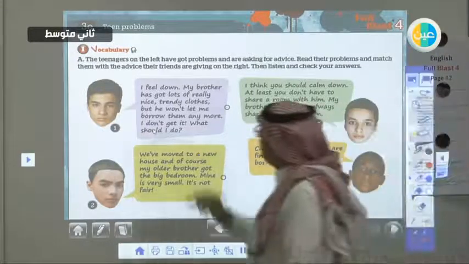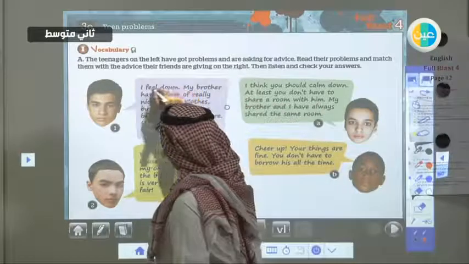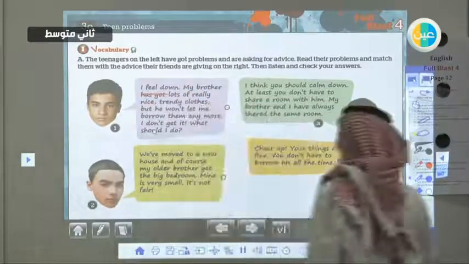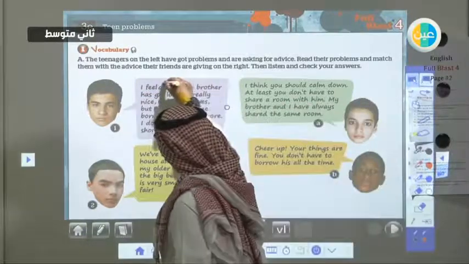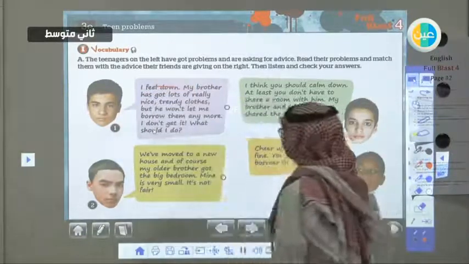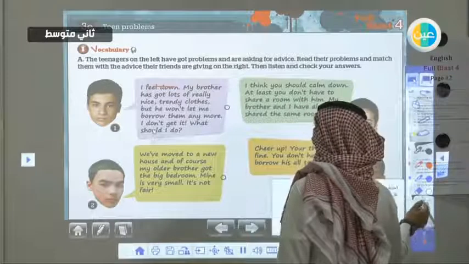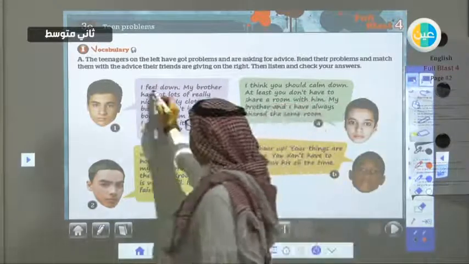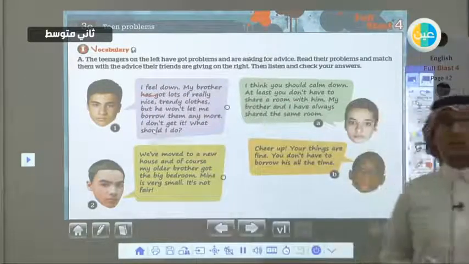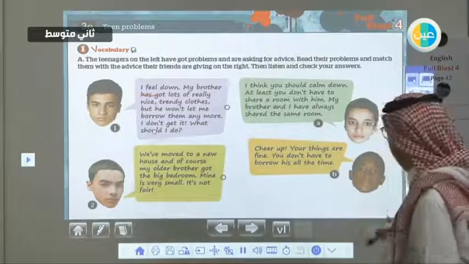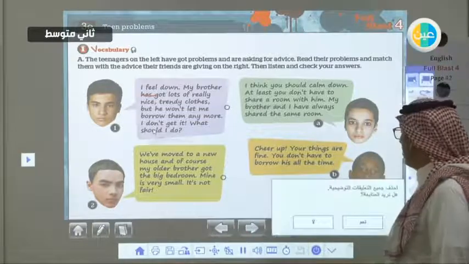Okay, I feel down. Look at this word. I feel down. Now, the phrase feel down is one of the expressions or phrases we use in our lesson for today, okay?